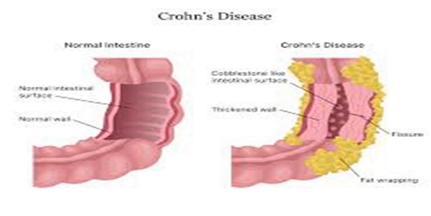Diagnosis. There is no single test to diagnose Crohn's disease. A combination of tests and procedures is typically used to confirm the diagnosis and rule out other conditions. Blood tests. To check for signs of inflammation, infection, anemia, or malnutrition. Stool tests. To rule out infections and check for signs of bleeding or inflammation.